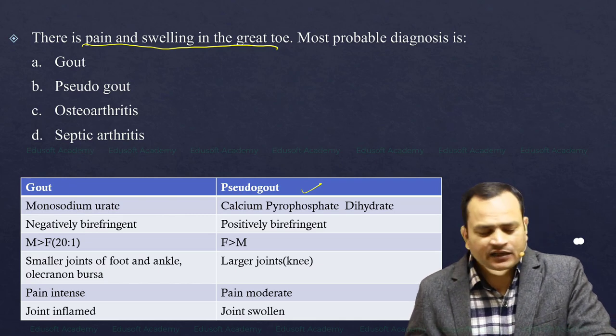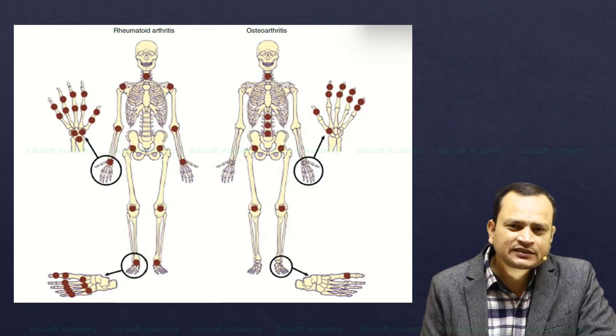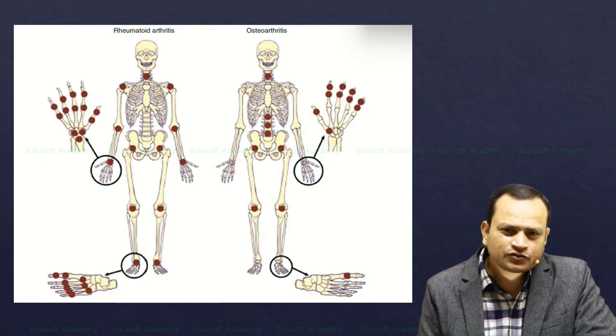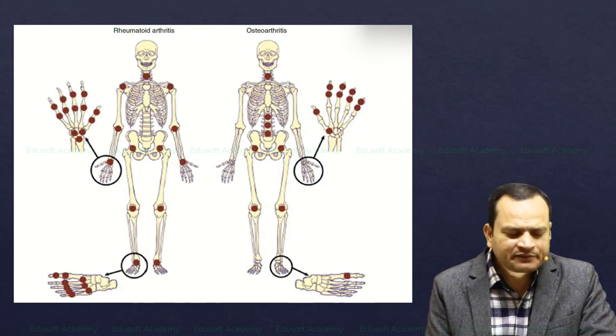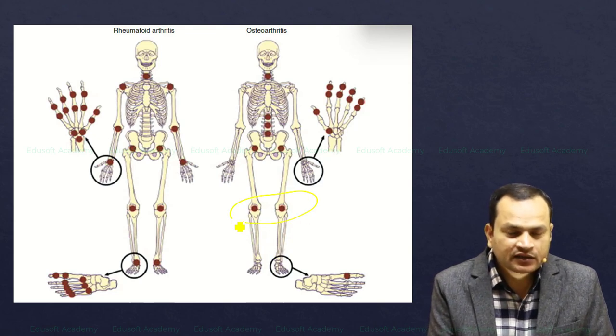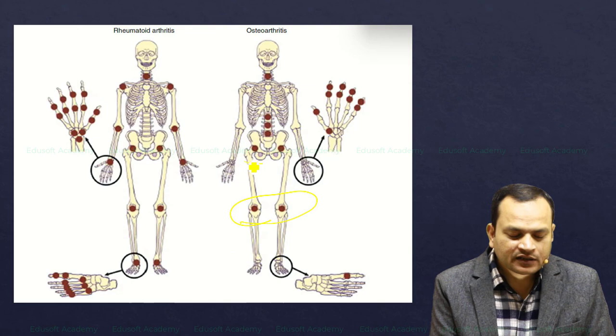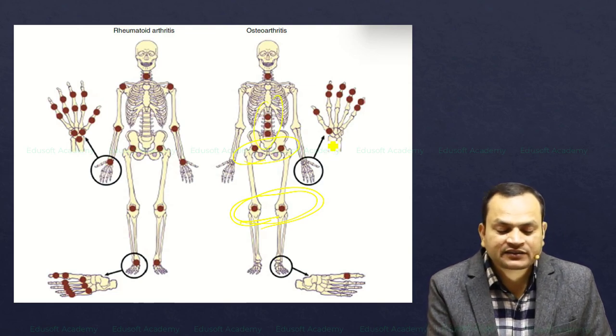So let us see the other two options. Osteoarthritis: they can confuse you with osteoarthritis and rheumatoid arthritis. Let me make it clear with these two pictures. On the right side, we have osteoarthritis, where it mainly affects the larger joints, the hip, the knee, and the spine. In the hand, it mainly affects the carpometacarpal joint of the thumb.